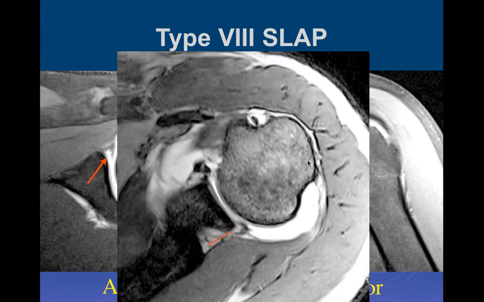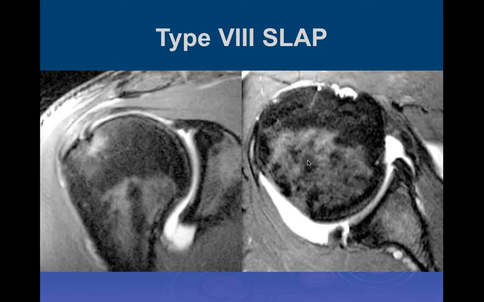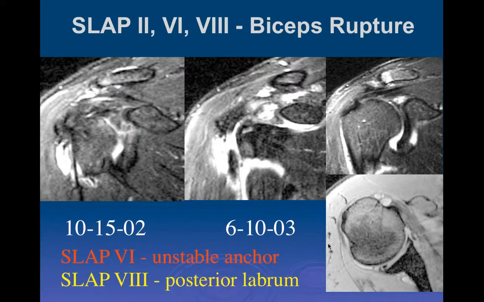And there you can see the tear extending all the way down the posterior labrum. And another one, superior labral tear. Then on the axial images, we can see it propagating down posteriorly to involve the posterior labrum. But then, I probably don't need to spend a lot of time doing this. If you actually look at a lot of patients, you'll find they have components of all of these.